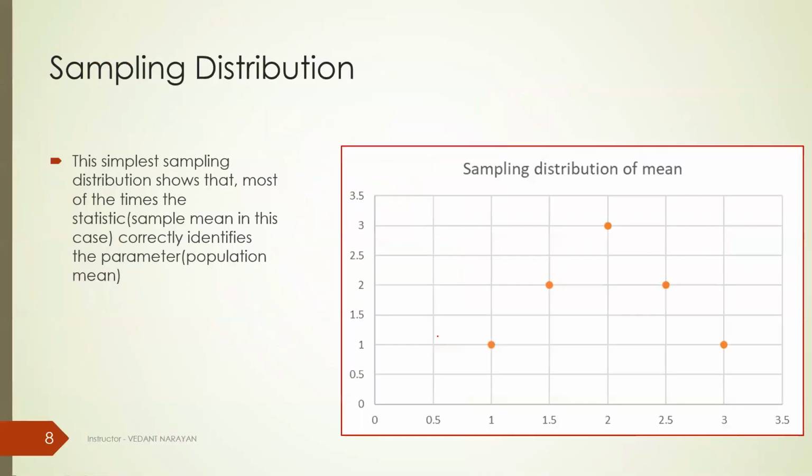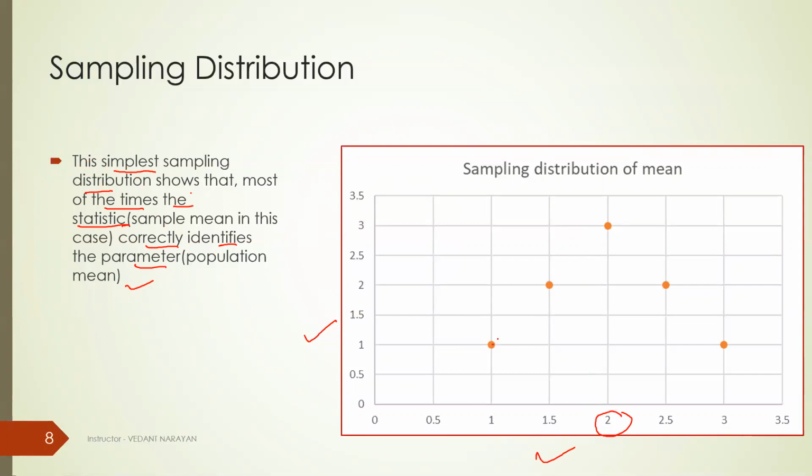Let's plot this. You see that on the y-axis is the frequency, and on the x-axis we have the sampling mean. So 1 comes 1 time, 1.5 comes 2 times, 2 comes 3 times, 2.5 comes 2 times, and similarly 3 comes 1 time, as per this table. And the mean of this sampling distribution of the mean is also equal to 2. So we have a very important inference from here. This simplest sampling distribution shows that most of the time the statistic, meaning the sample mean in this case, correctly identifies the parameter, that is the population mean.